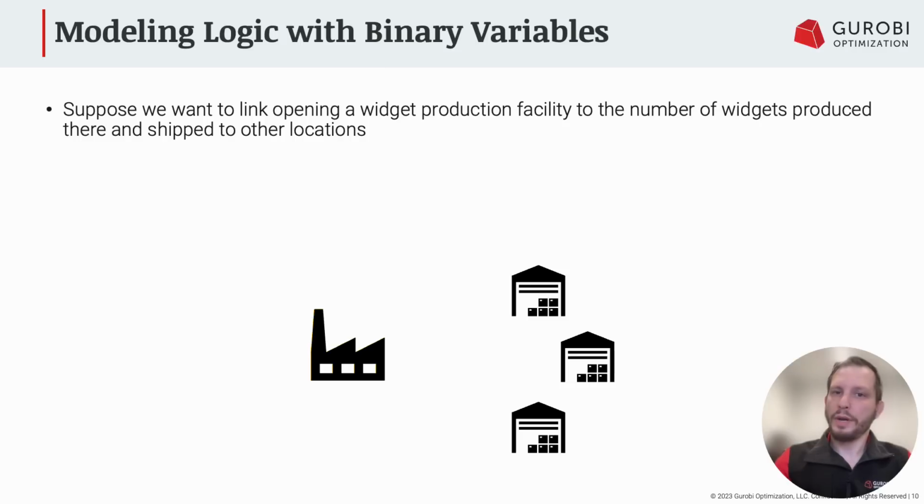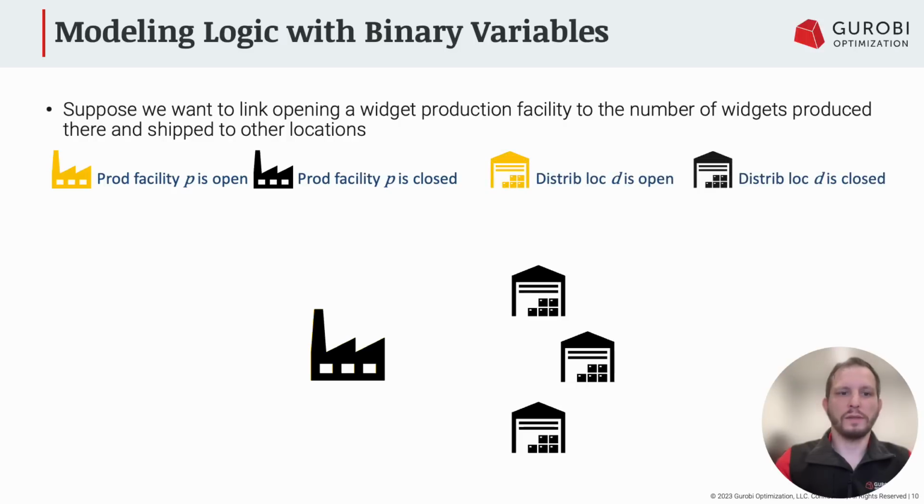Suppose we want to link opening a widget production facility to the number of widgets produced there and shipped to other locations. So let's have a nice little diagram of a production facility on the left, and distribution locations on the right. We're going to make this pretty visual here. If the production facility is yellow, it means it's open, and if it's black, it means it's closed. Same thing for the distribution locations. So the question that is important for understanding how to model this is, let's say that my production facility is open. What does that mean necessarily for the distribution locations? And the answer may not be as intuitive as you may think.